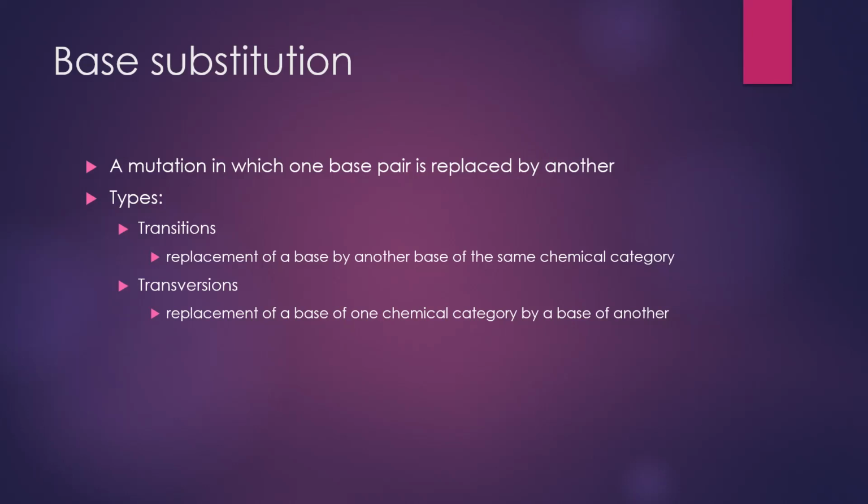The first mutation we will talk about is base substitution. This is a mutation in which one base pair is replaced by another. There are also two subtypes. The first being transition. These subtypes are defined as a replacement of a base by another base of the same chemical category.